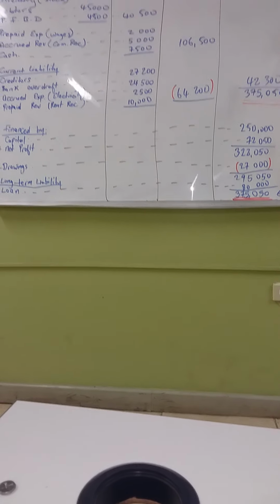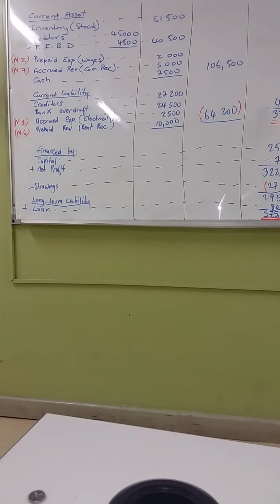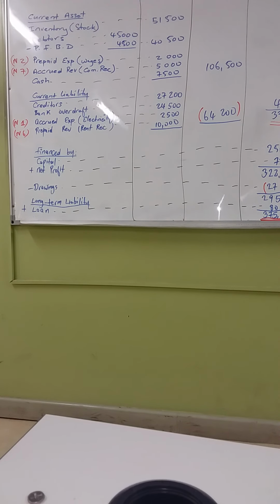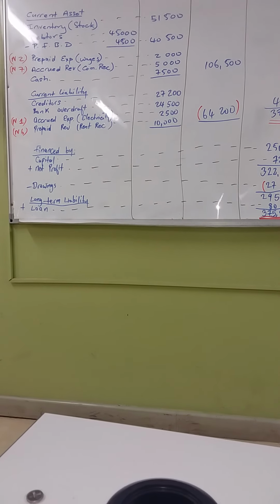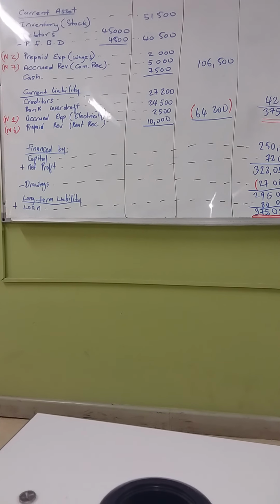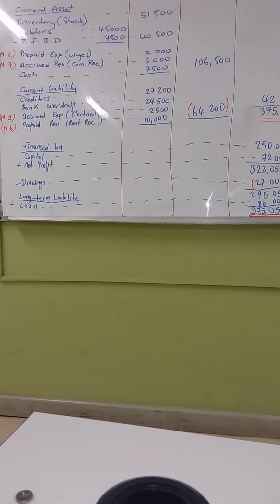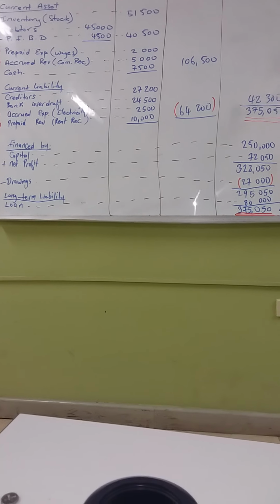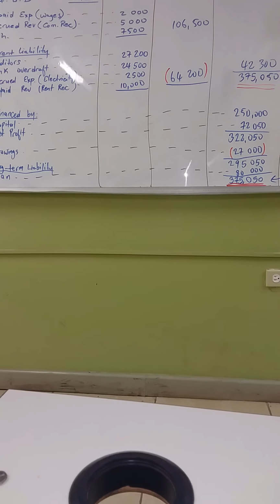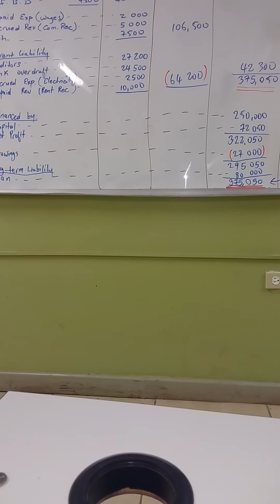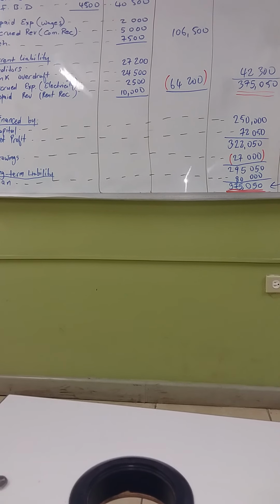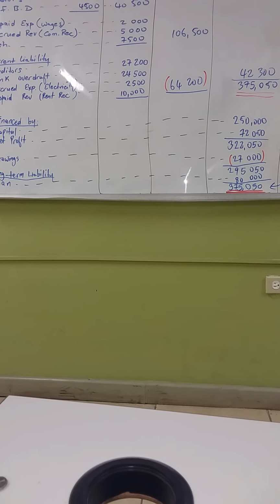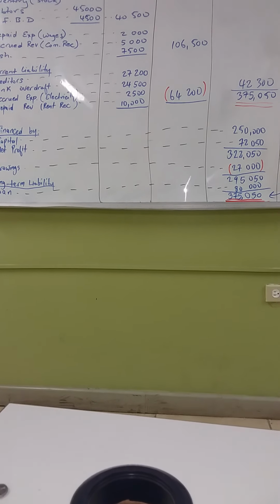Now, as it relates to this question, there was a long-term liability, and your long-term liability there was a loan. So you're going to add your long-term liability of the loan for 80,000. So 80,000 added to your 295,050 gives you back 375,050, which is your total asset.